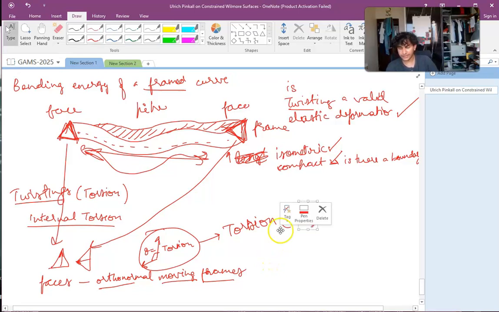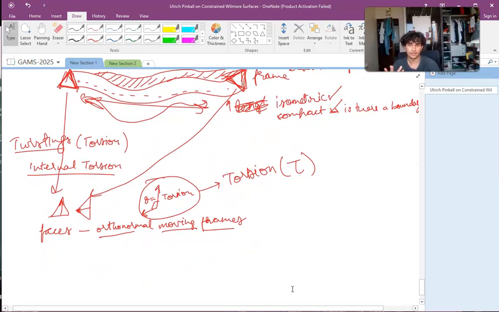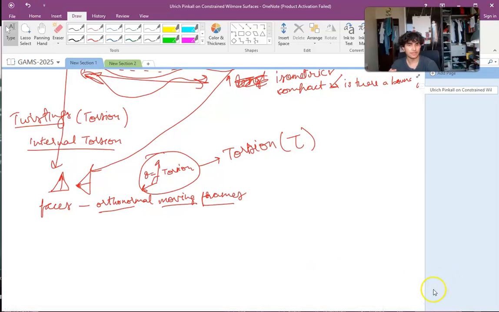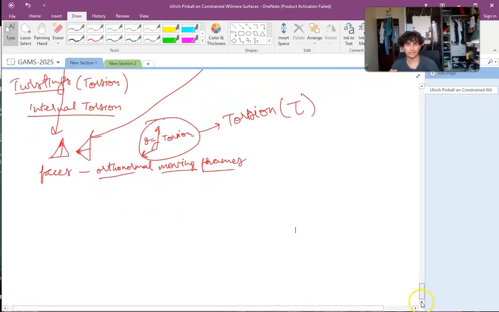Now there are different kinds of torsion, but this is the kind of torsion that we're interested in for this curve. There are different ways of defining torsion depending on which context you're in. So that's what Ulrich mentioned. He clarified while he was explaining that we were using internal torsion and not Frenet torsion. I don't know the difference between them, so I can't teach you anything about either of them.